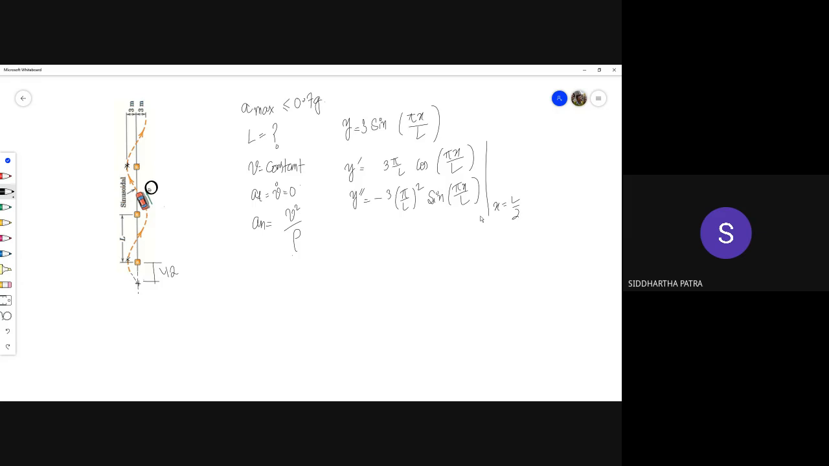So y prime would be 0 and y double prime would be 3 times pi squared divided by L squared. So your radius of curvature is the absolute value, and that is going to be 1 plus y prime squared, where y prime is 0.